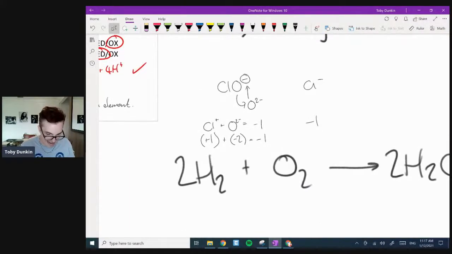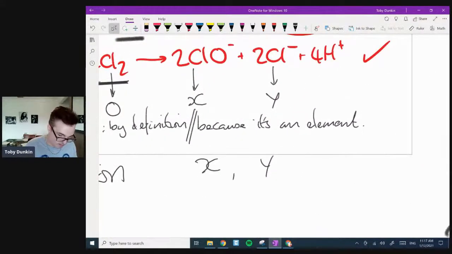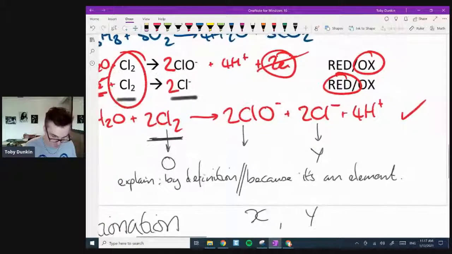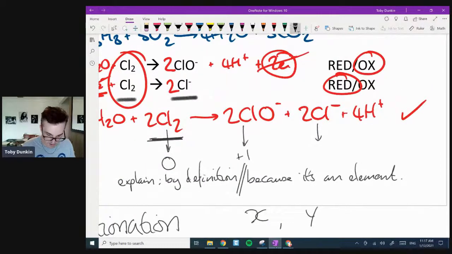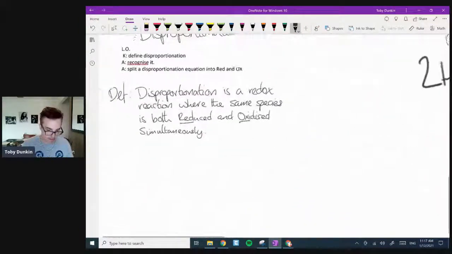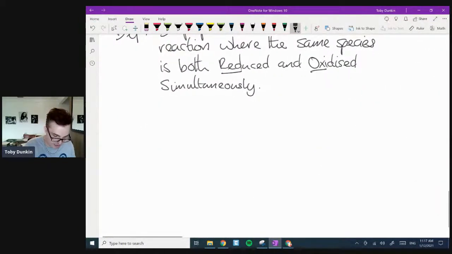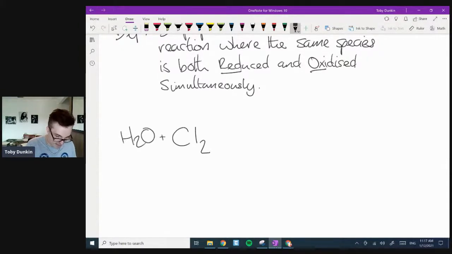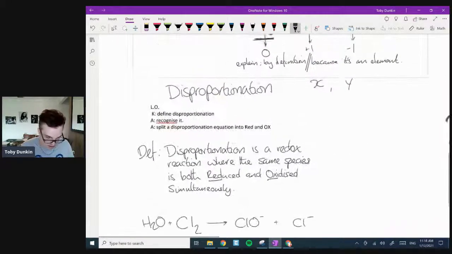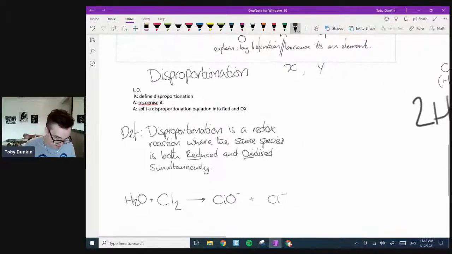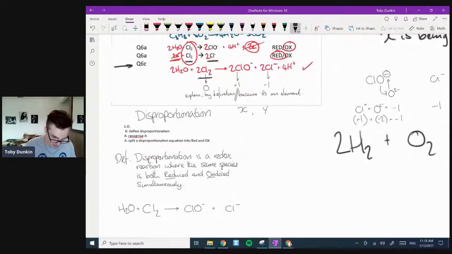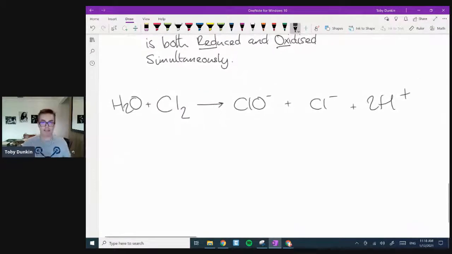So we've got +1 and -1. The chlorine here is +1, and the chlorine here is -1. So the chlorine is actually going through simultaneous oxidation and reduction. Cl2, let's actually do this equation and balance it, forming ClO- and Cl-. I'm going to balance that to 2, 2, 2, 4, and 2 electrons, and 2 H+. There we go. Let's just stick with that for now. There's my first example of it.